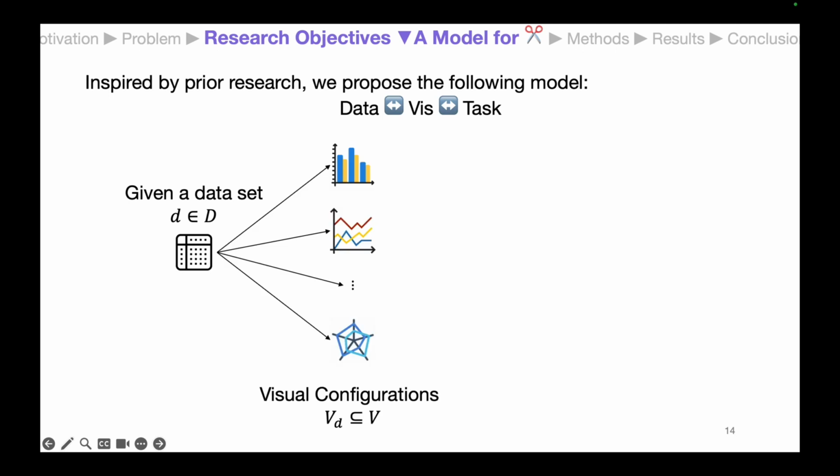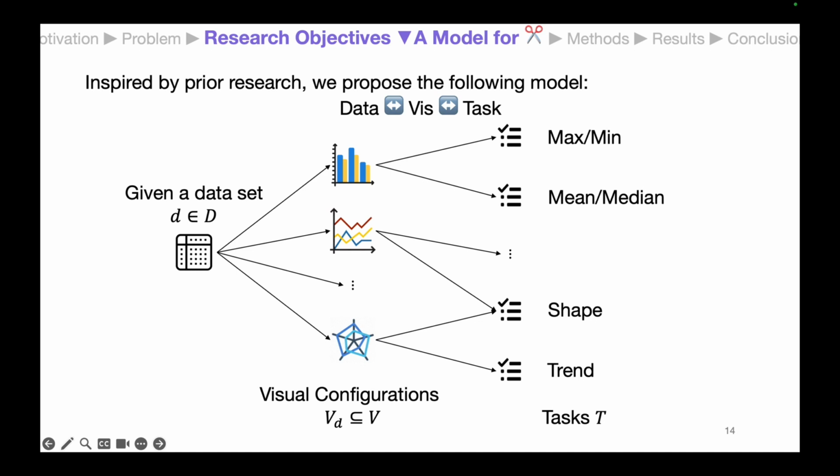Inspired by prior research, we proposed the following model. Data corresponds to visual forms corresponds to task. What I mean by this is that given the particular dataset D, in the space of all possible datasets, big D, D could be mapped to a set of different visual configurations, VD subset of V, some more structure preserving than others. Now for each feasible visual configuration, it can be used to answer tasks, be it low level or high level.